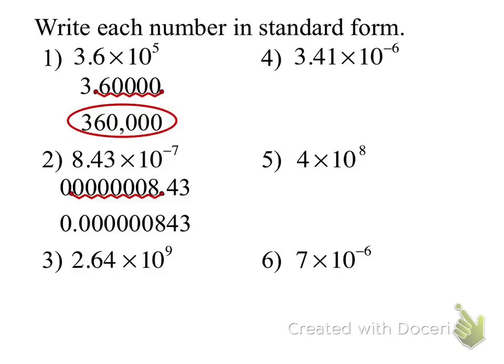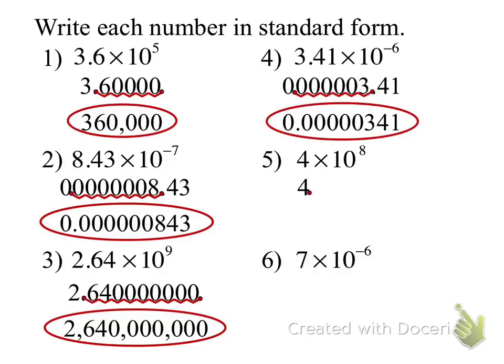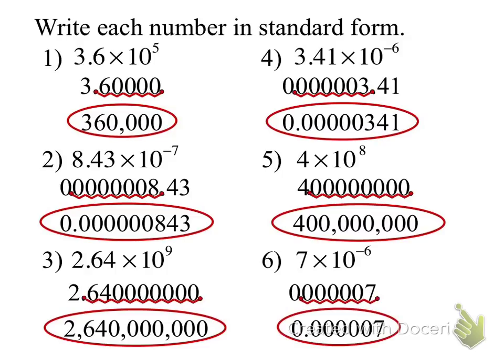Now check your work. You should have had 2,640,000,000. Number 4, you should have had 0.0000341. Okay, number 5 is 400 million, and number 7 is, there should be 1, 2, 3, 4, 5 zeros and the 7.